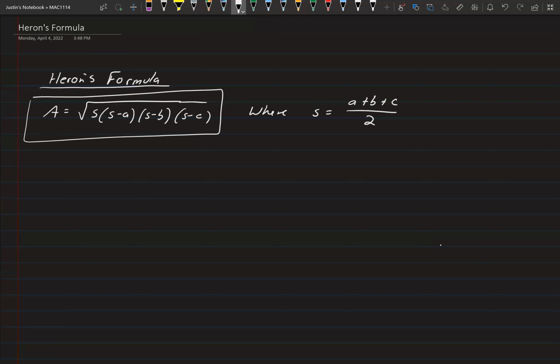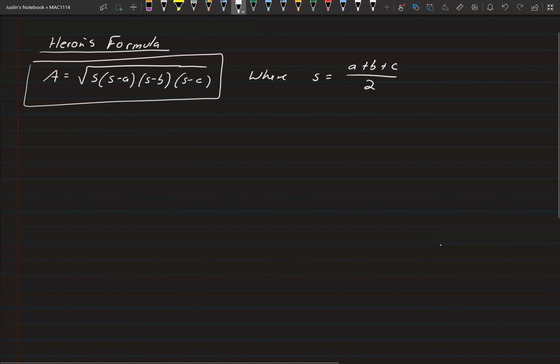I'm going to take a look at a method today of deriving Heron's formula that just uses algebra, basically. Nothing too crazy here. Doesn't use law of cosines or anything trig-based. Just some good old-fashioned algebra. So let's take a look, guys.